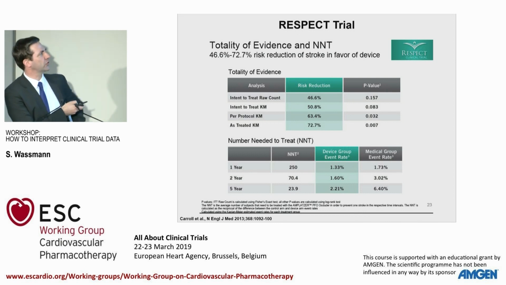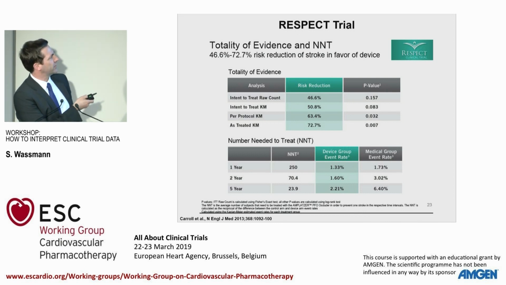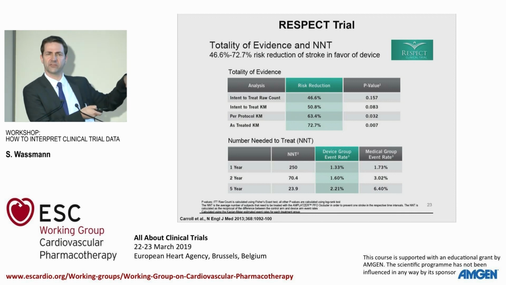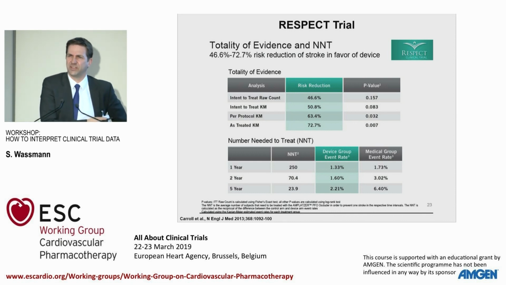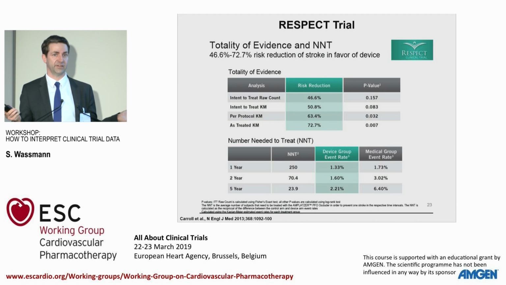And this is something they call totality of evidence. When you look at this, this is intention to treat, not statistically significant; per protocol, as treated, in the as treated cohort, very much a difference. 5-year number needed to treat 23. So that's everything you would want. But the formal analysis means there's no statistically significant difference.